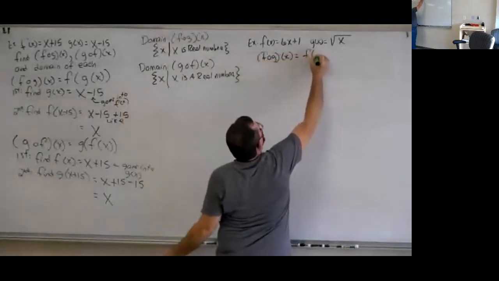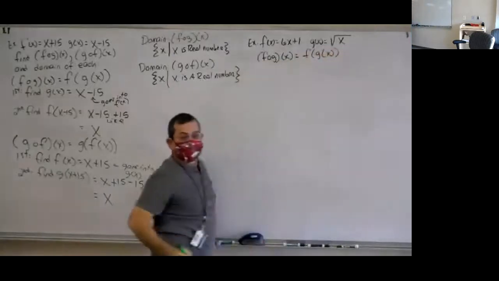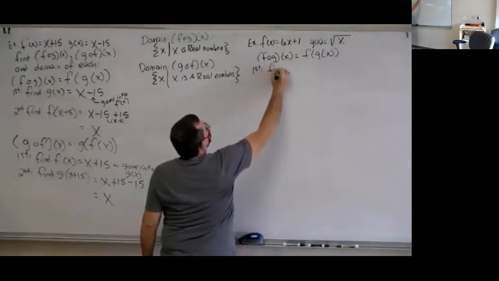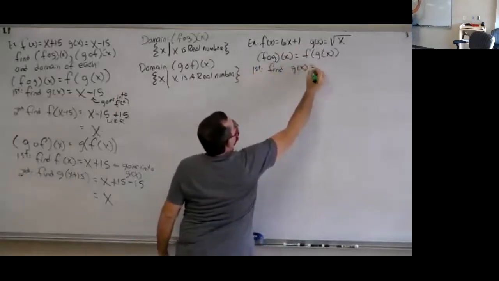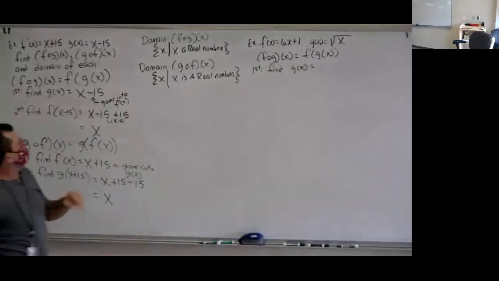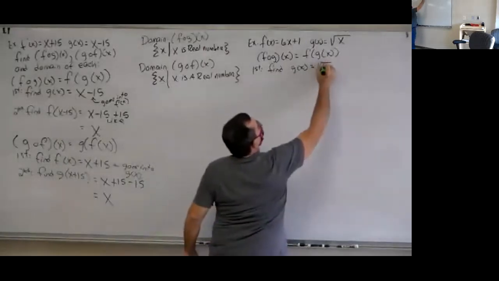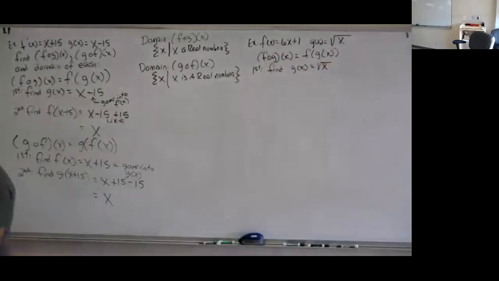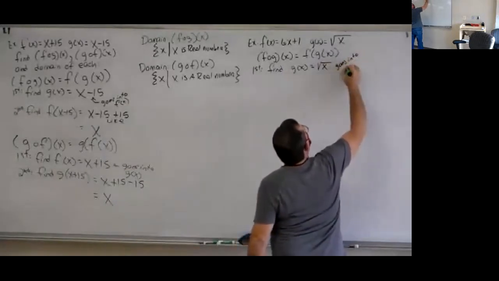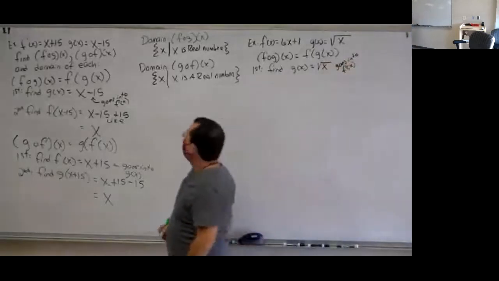So that's just like the f of g of x we said. So the first thing I'm going to do is find g of x. Remember, I don't have a number I'm putting in there, so g of x is just going to be a square root of x. Cannot do nothing to that, so that square root of x will now go into the f. So this goes into f of x now.